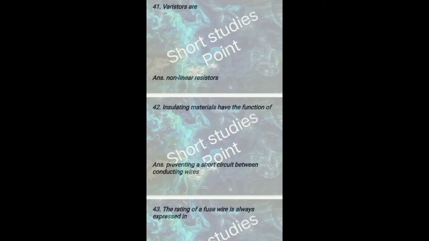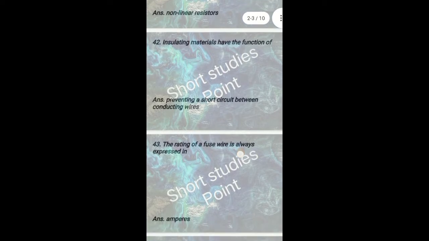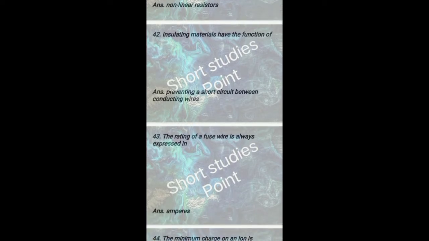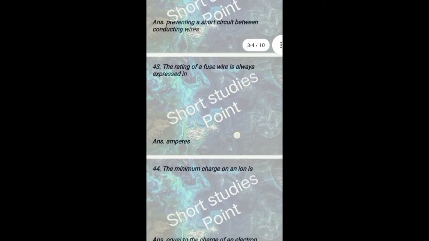Question: Varistor is a? Answer: non-linear resistor. Question: Insulating materials have the function of? Answer: preventing a short circuit between conducting wires. Question: The rating of a fuse wire is always expressed in? Answer: amperes.